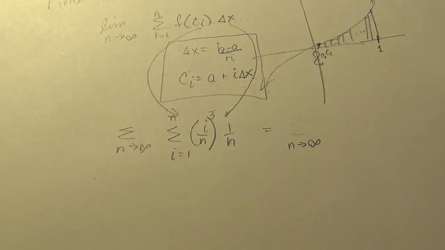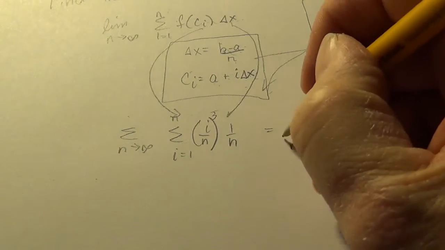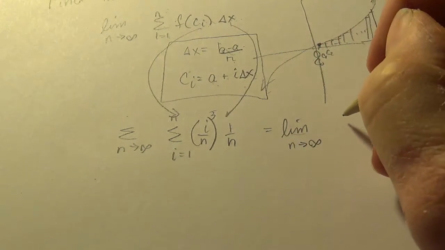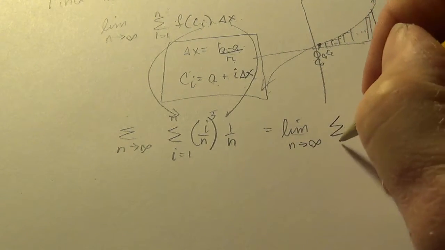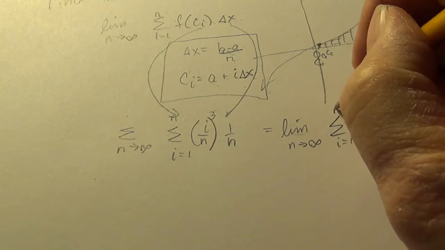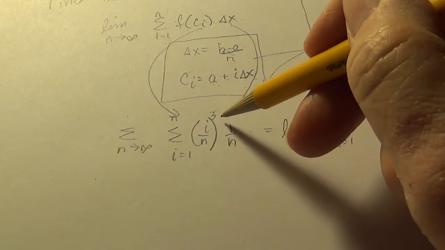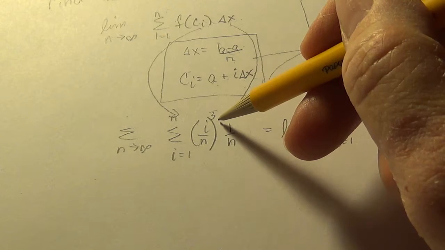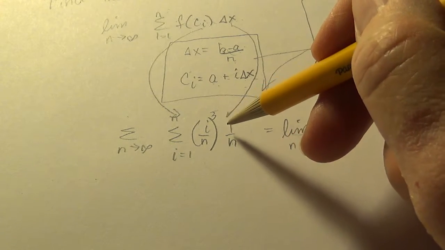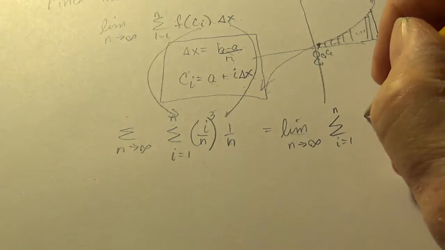I'm sorry. The limit as n approaches infinity of the summation as i goes from 1 to n. And in here, I'm going to change that to i cubed over n to the 4th.